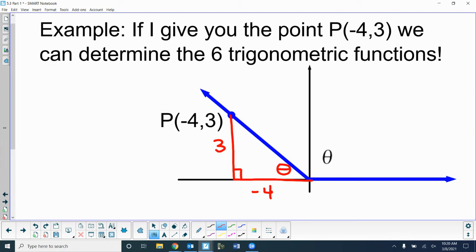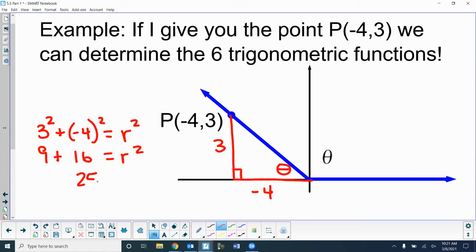So to find the hypotenuse, I'm going to do just like I did last week. One side squared plus the other side squared equals the hypotenuse. In this case, they call it R. Right? So we got 9 plus negative 4 squared is still a positive 16. So you're always going to get a positive number here. And remember, you have to take the square root.